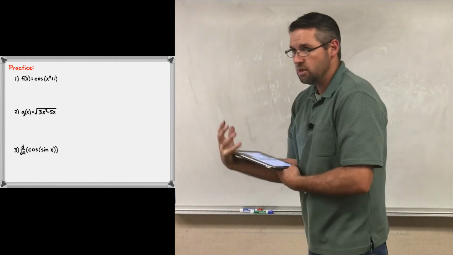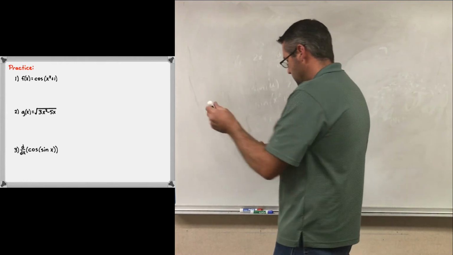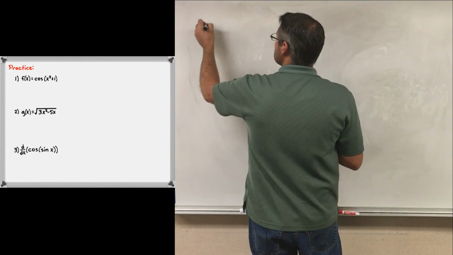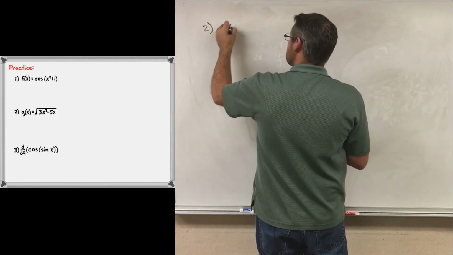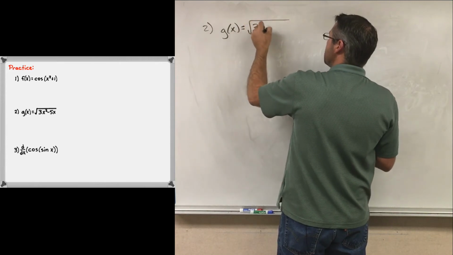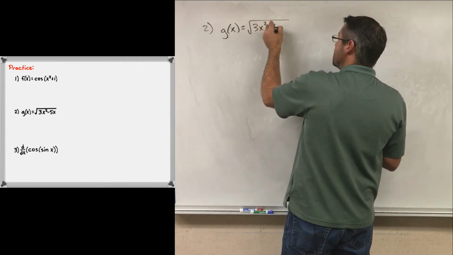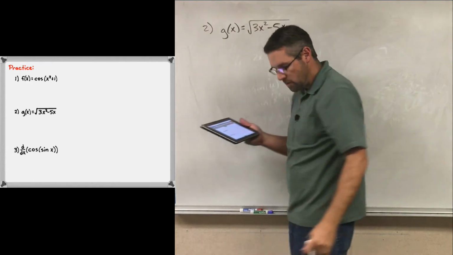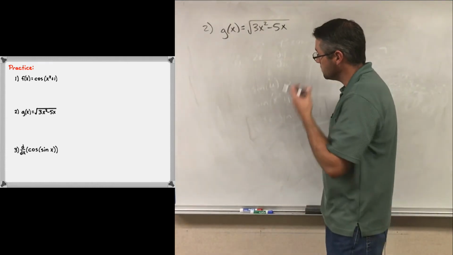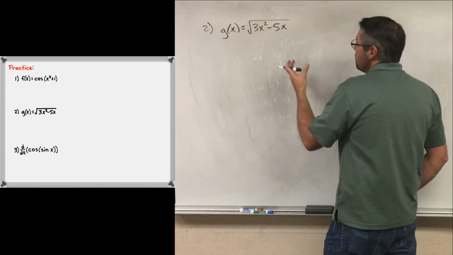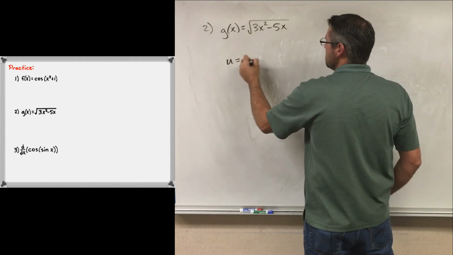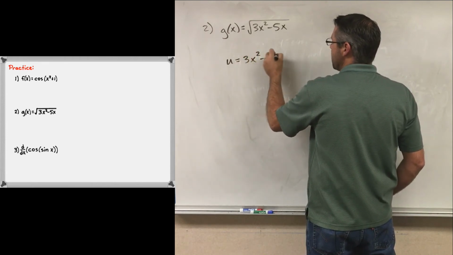For number 2, it's a little bit different of a look, but that's okay. This is still doable. Number 2 says g of x is equal to radical 3x squared minus 5x. So we have g of x here. Our goal is to figure out what g prime is. Well, we've got to figure out an inside function. So we're going to say u, what's the inside? This is pretty easy. The inside is 3x squared minus 5x.